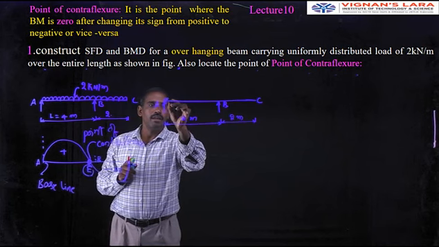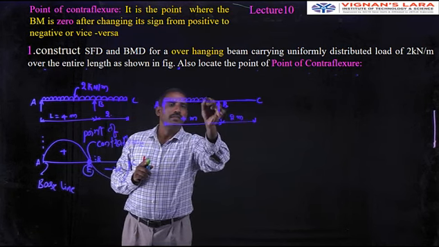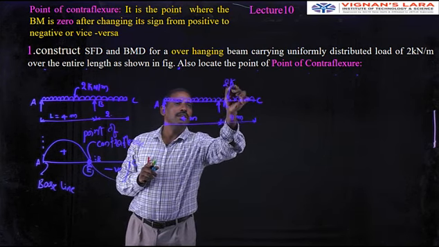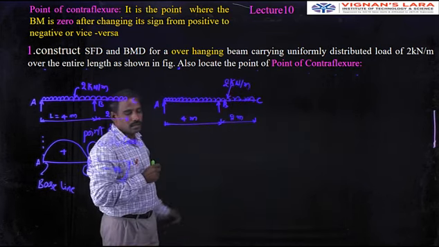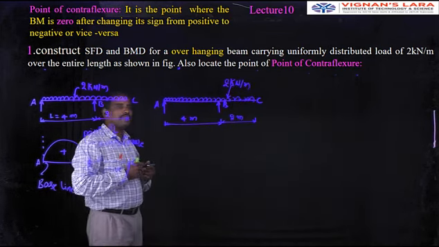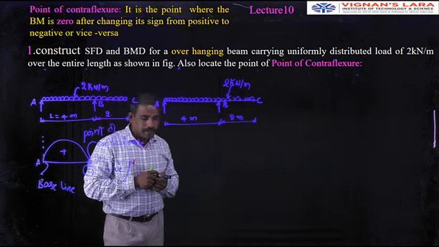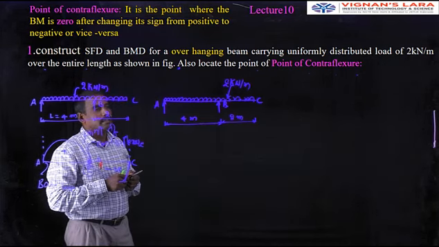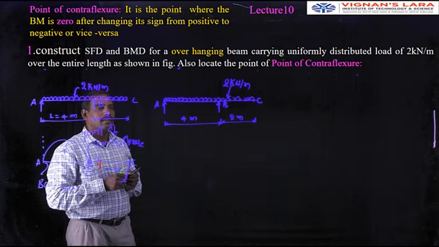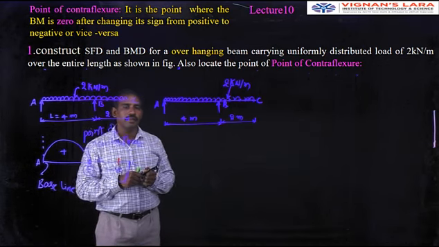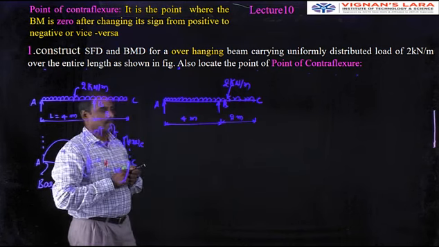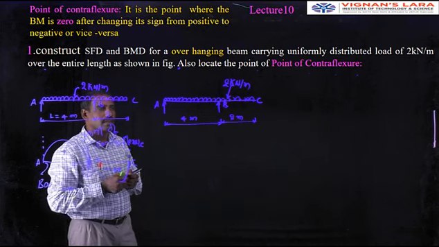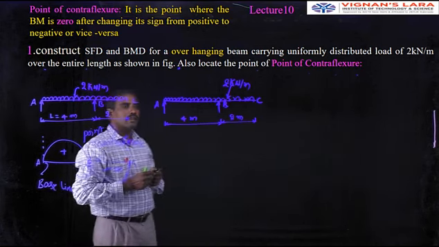The beam is loaded uniformly throughout the length at the rate of intensity 2 kilonewtons per meter. So initially we have to calculate the reaction forces at A and B, then calculate the shear force and then draw the free body diagram, shear force diagram, then calculate the bending moment and draw the bending moment diagram. Finally, locate the point of contraflexure. So here we have to show the point of contraflexure for the given problem as shown in figure.